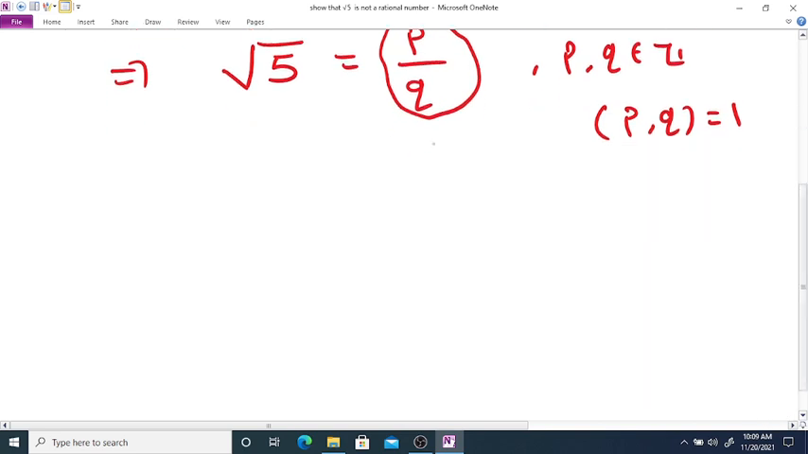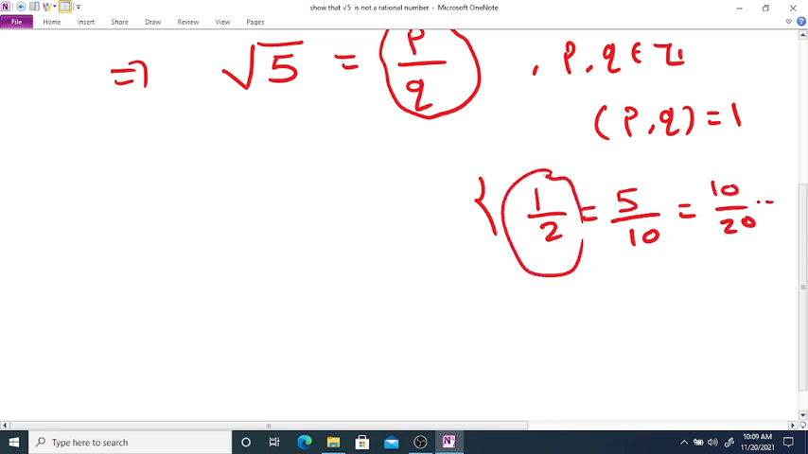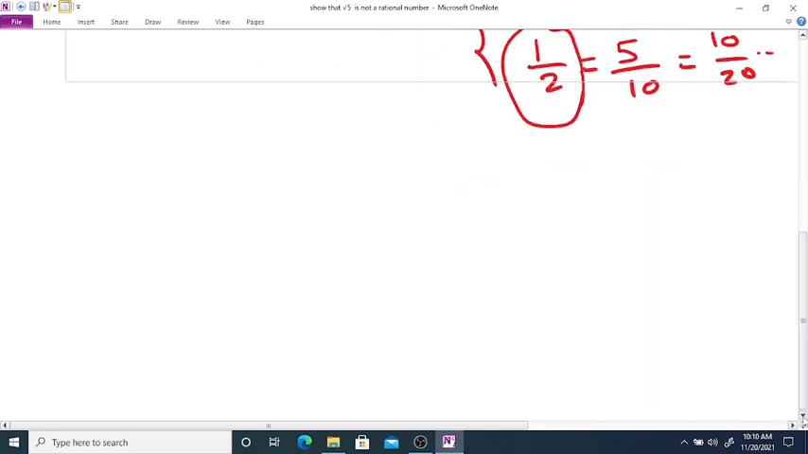For example, we know that the fraction 1 by 2 is the same as 5 by 10, is the same as 10 by 20, but here we assume the fraction like 1 by 2, that is, there is no common term on the numerator and denominator. Okay, so here the fraction p by q is irreducible.